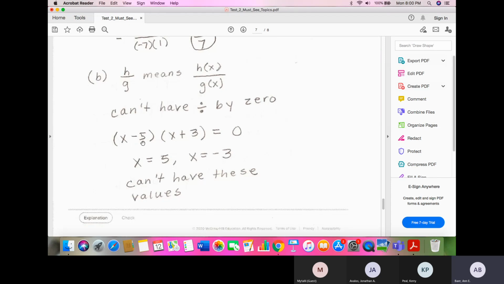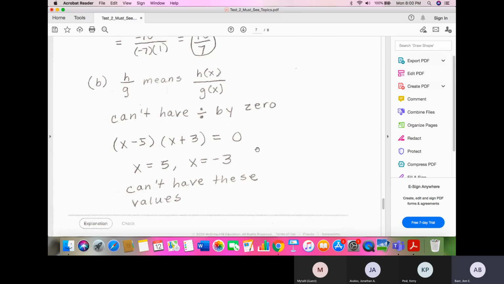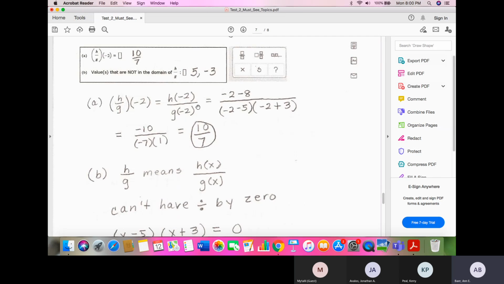Or you could just say, okay, x minus 5 equals 0. I've got to move this minus 5 to the other side, and that means I have to add 5 to both sides. So I'm going to get x equals 5. Over here, let's set this factor equal to 0. This is x plus 3. That would mean we'd get x plus 3 equals 0. We subtract 3 from both sides, and we would get x equals negative 3. Can't have these values. These are the two values, 5 and negative 3, that Alex was looking for right here.